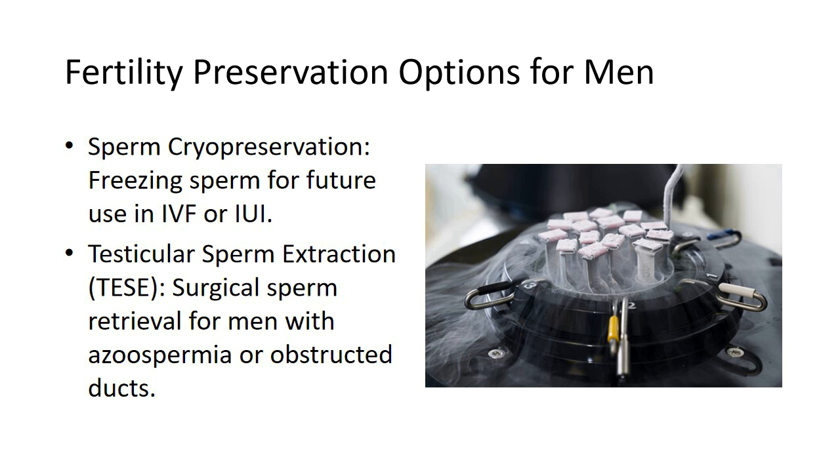Success rate. Sperm can be extracted from the testes and used in IVF with ICSI, intracytoplasmic sperm injection. The success rate depends on the quality and quantity of the retrieved sperm. Limitations. This method is invasive and can be costly. It also carries risks such as infection or damage to the testes.